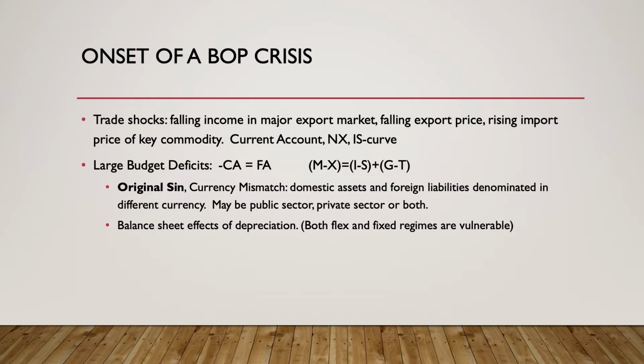The onset of a balance of payments crisis. Let's talk about a couple of the shocks, and then we'll do some modeling and talk about more of the shocks. One of the common shocks that can lead to a balance of payments crisis is a trade shock. Now, when we're dealing with trade shocks, we're talking about really a hit to your net exports. And there are a couple of ways that this can occur. Not just one way, but a couple of ways that this can occur.